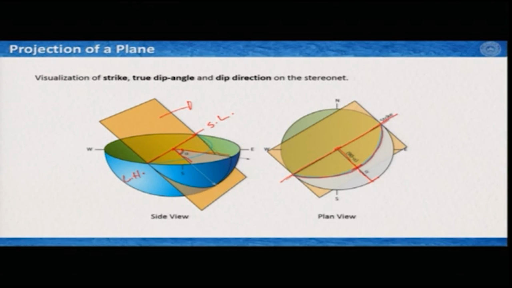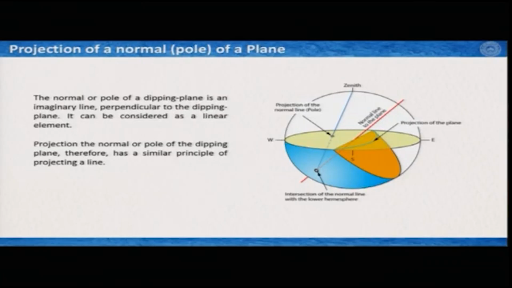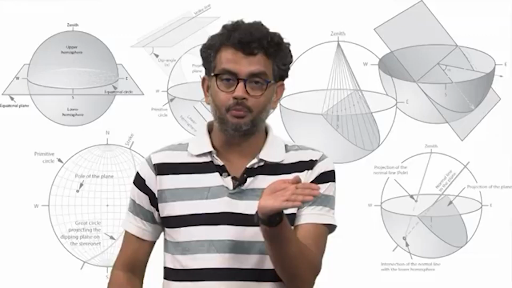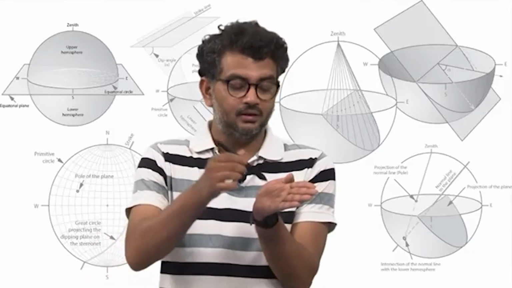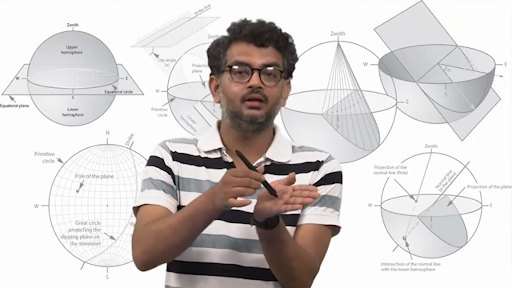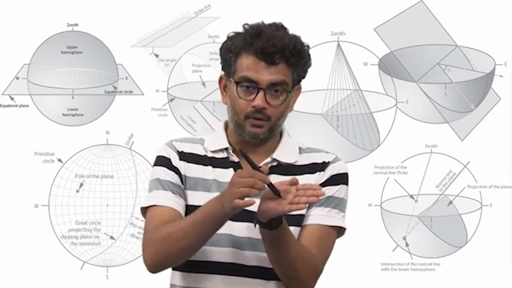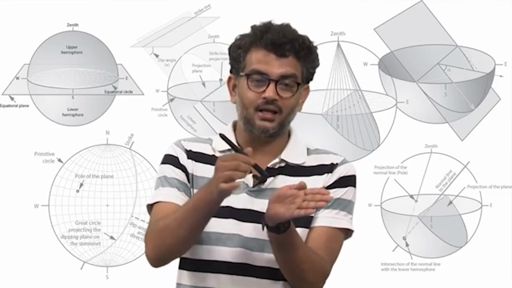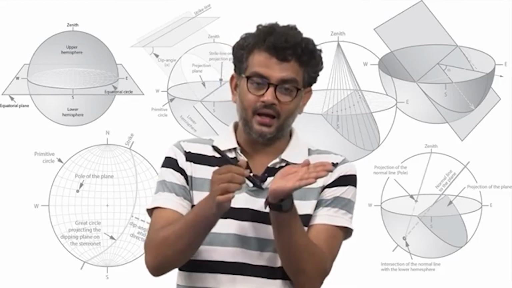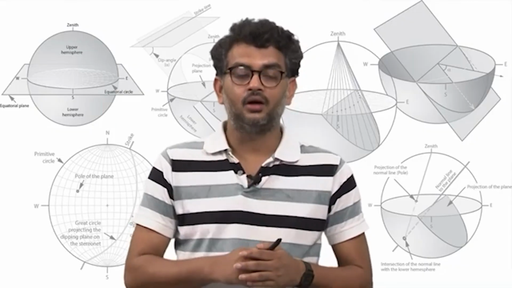Let us have a look at how to plot the pole of a plane, or what the theoretical ideas are when we plot the pole of a plane on the stereo net. The pole of a plane is nothing but the normal line to the plane. So if I have a sloping plane like this, then the normal to the plane is the pole of this plane. The challenge is to plot this line on the stereo net, given that I have the plane on the stereo net.